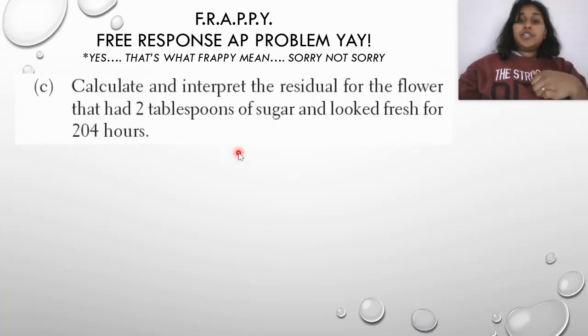Calculate and interpret the residual for the flower that had 2 tablespoons of sugar and looked fresh for 204 hours. This one's the more in-depth question. First, we have to calculate the y hat value at 2 tablespoons of sugar, and then calculate the residual, where we take y minus y hat. Remember, advanced placement: actual minus predicted.